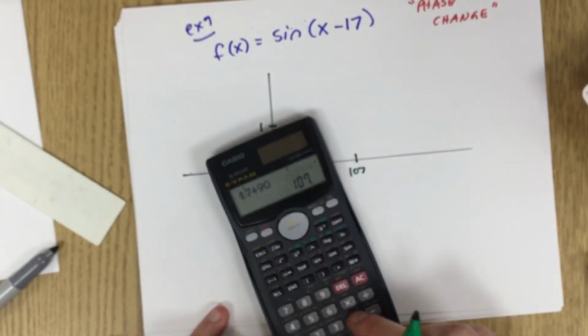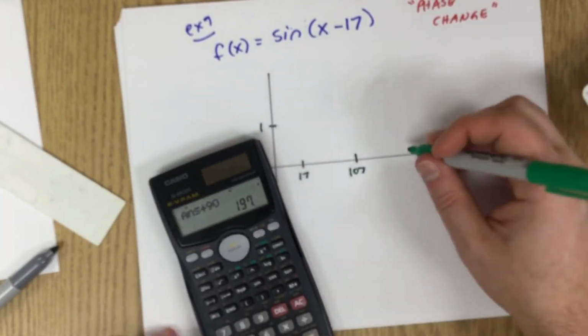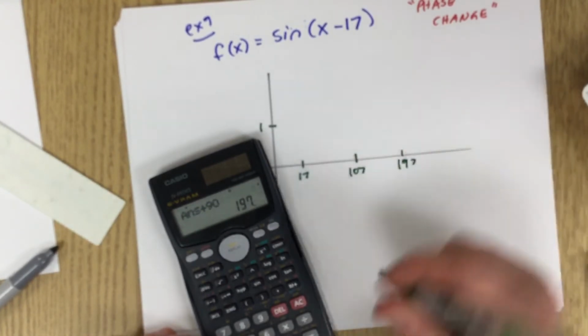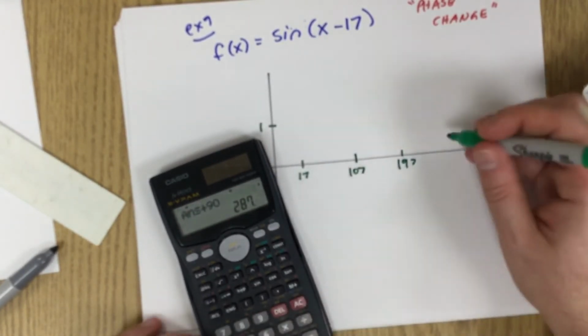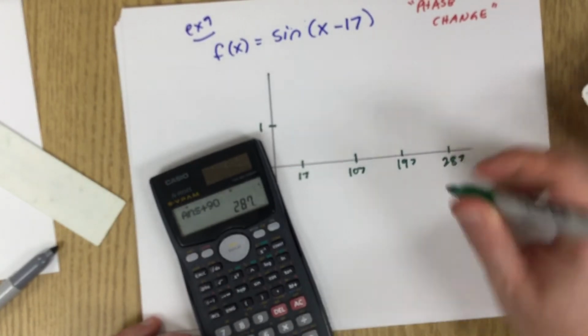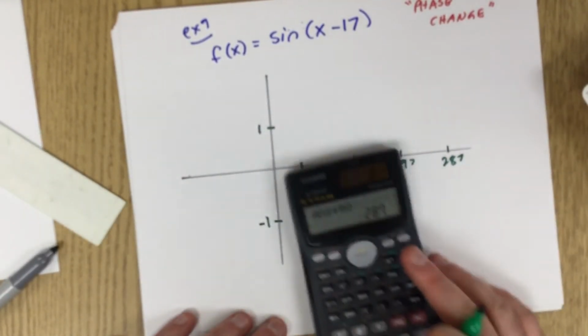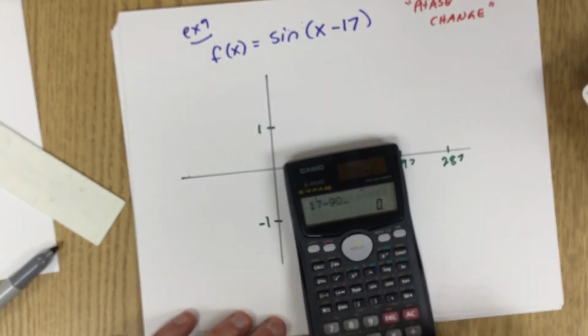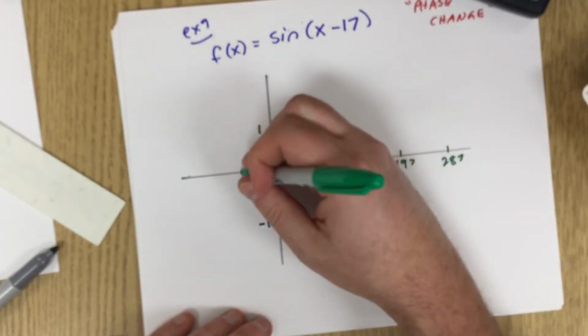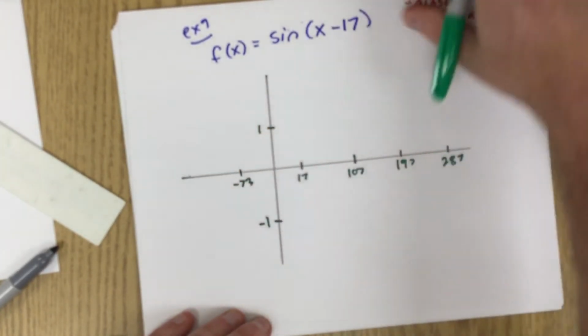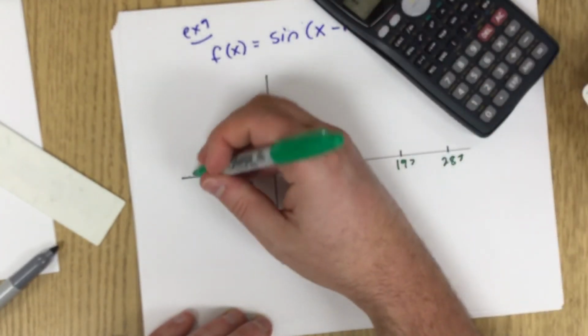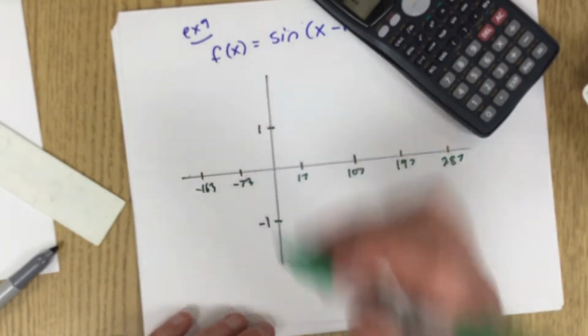Yes, plus 90, 197, 287. And we could go backwards too. If we went backwards, it would be minus 90 over there. So this would be negative 73 and negative 163.